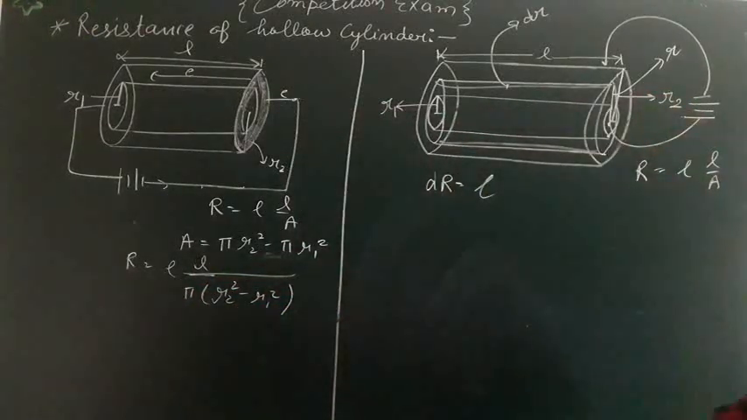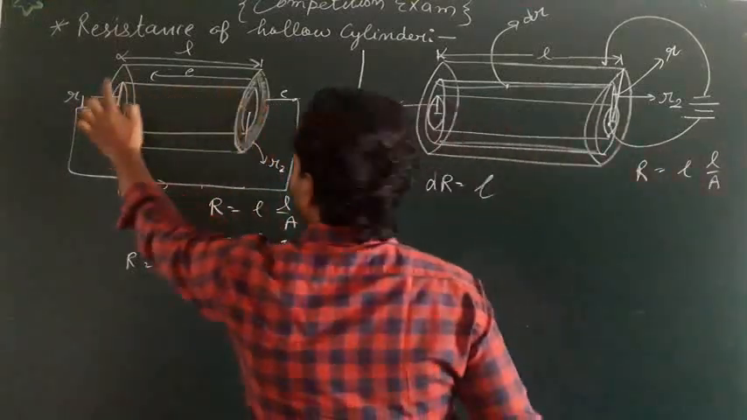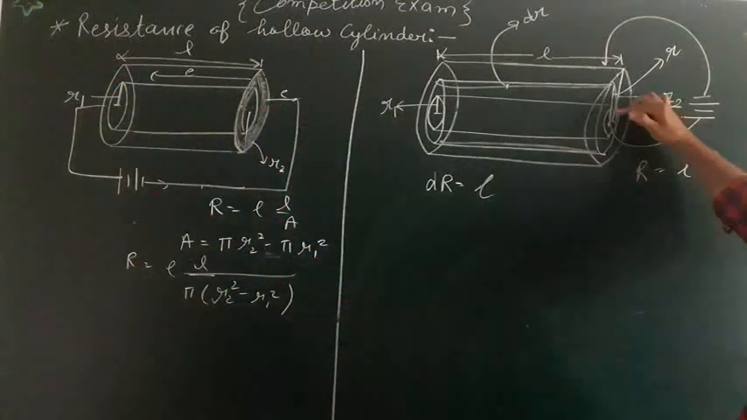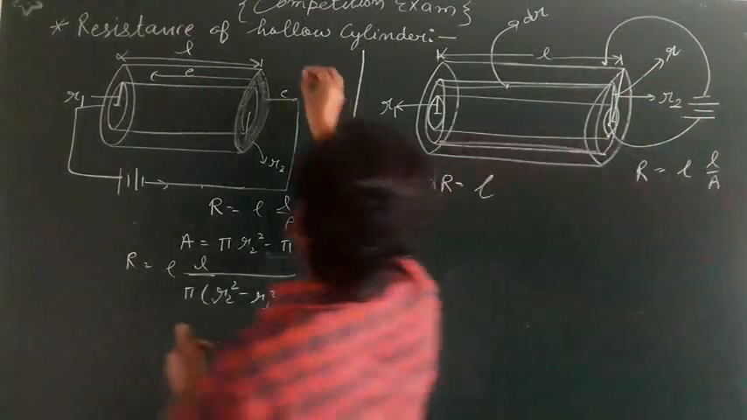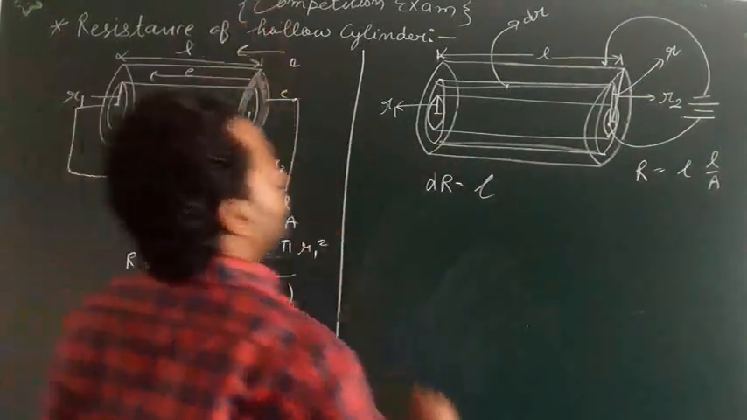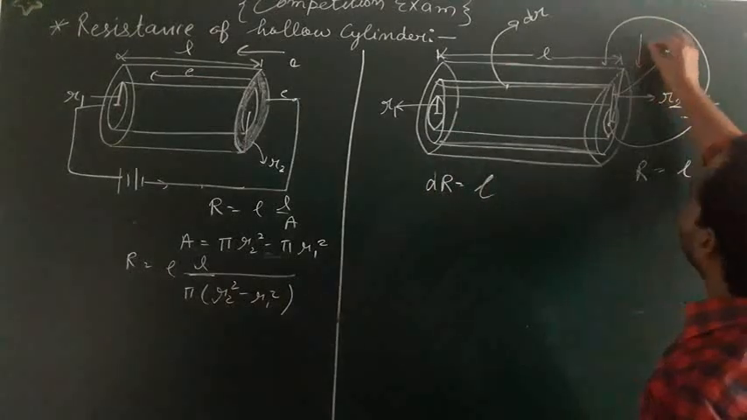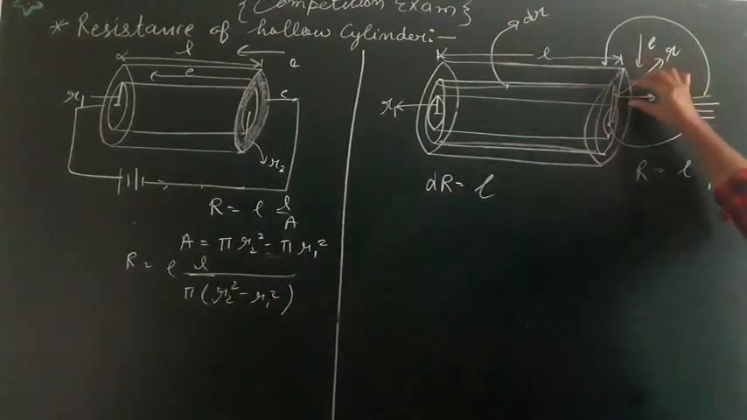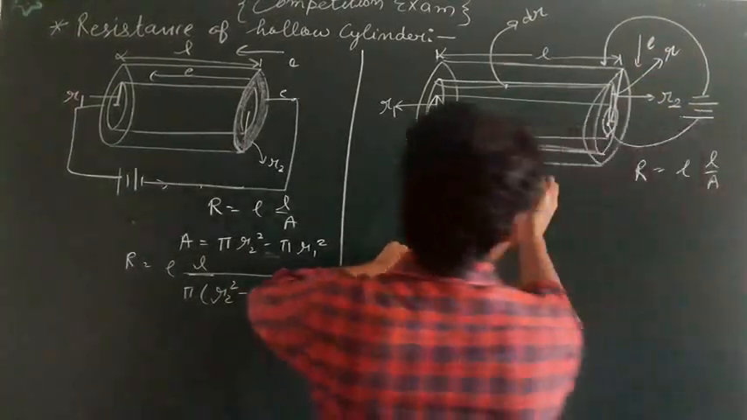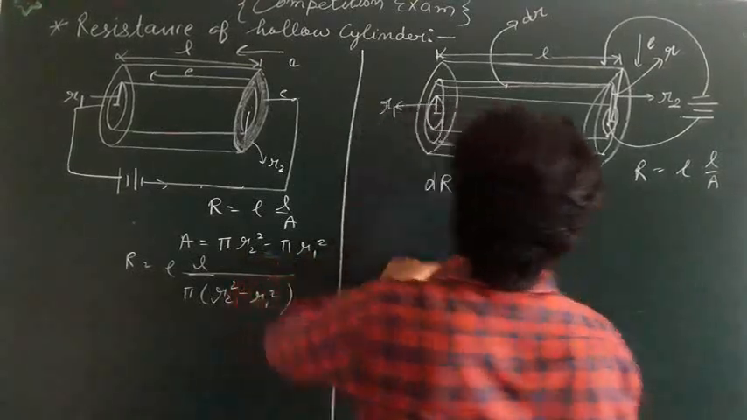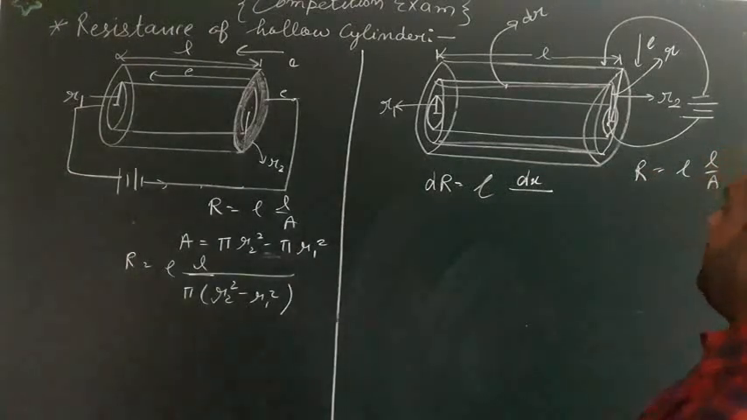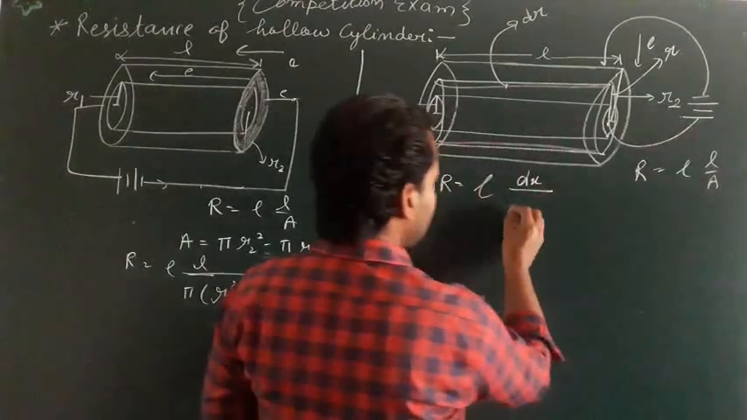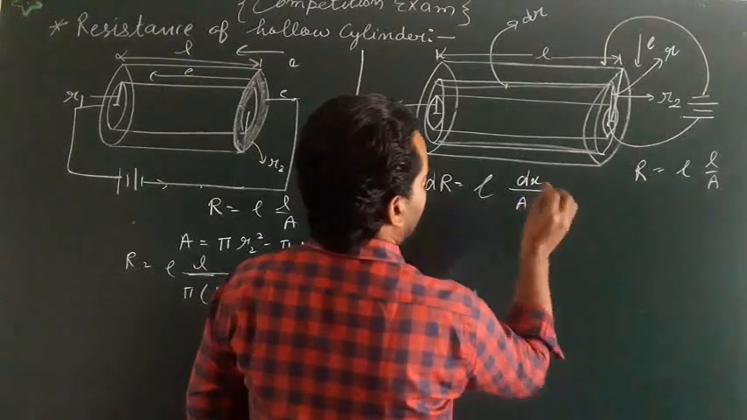Again I am repeating: in the first case, electrons move from this point to this, but in this case the electrons move in this direction. So this is the length. What is the length here? This length is dr, divided by the area of that cylinder. What is the area of that cylinder? We will write it here as A.